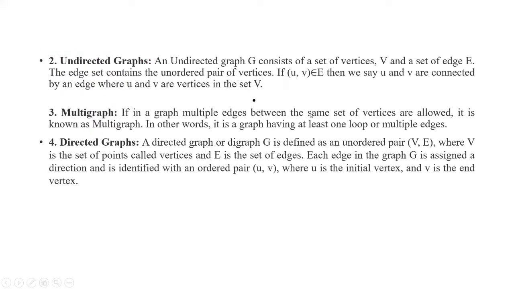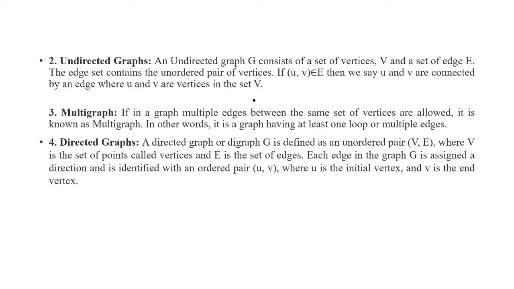Next, undirected graph. An undirected graph G consists of a set of vertices V and a set of edges E. The edge set contains unordered pairs of vertices. If (U, V) belongs to E, then we say that U and V are connected by an edge, where U and V are vertices in set V. Undirected graph means that for the edges, there is no direction.